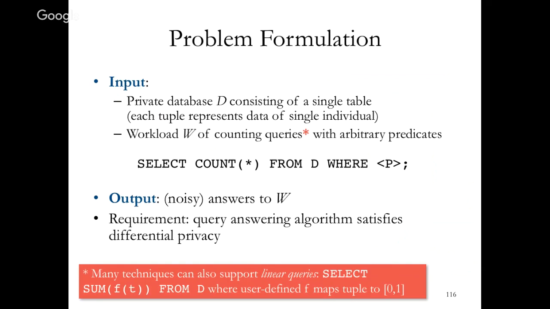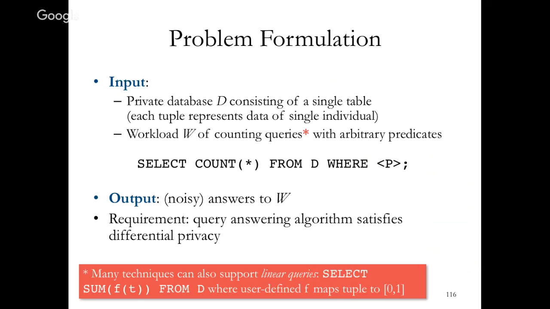Okay, so here's the problem formulation. We have a private database, D, consisting of just a single table, okay? And you can think of each tuple as representing the data of a single individual. And then I have a workload of counting queries that have arbitrary predicates. So select count from D where P, and P is some arbitrary predicate that could depend on any combination of attributes. The desired output is noisy answers to this workload of queries. And of course, the requirement is that the query answering algorithm satisfies differential privacy.